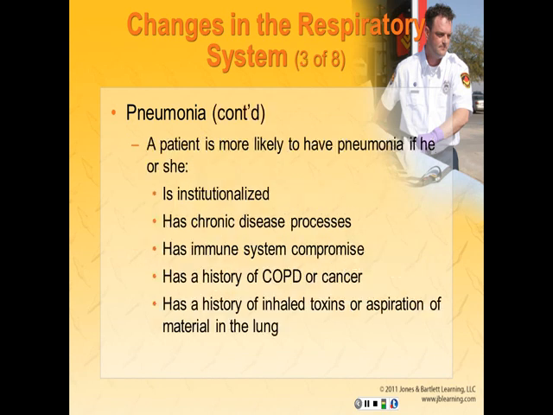Some factors that predispose a patient to pneumonia are whether the patient is institutionalized or not, if they have any chronic disease processes, if they have a compromise of their immune system, if they have a history of COPD or cancer, or if they have a history of inhaled toxins or aspiration of material into the lung.